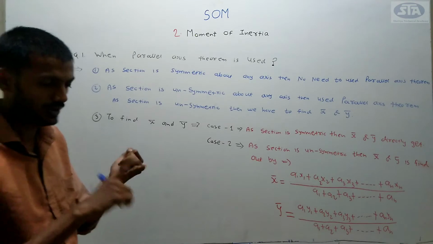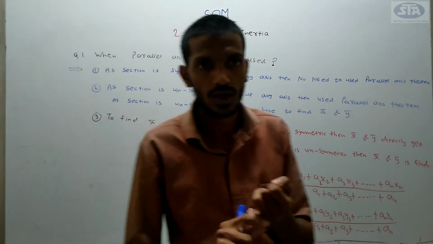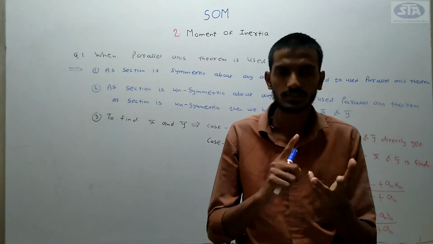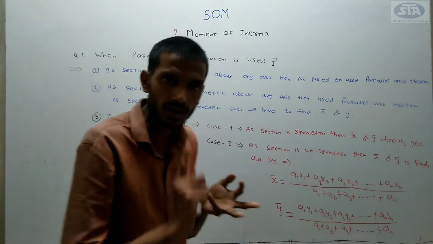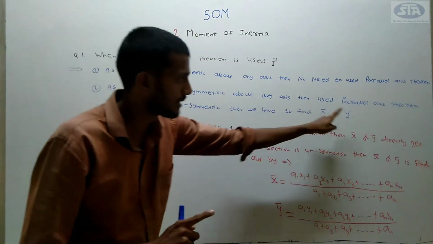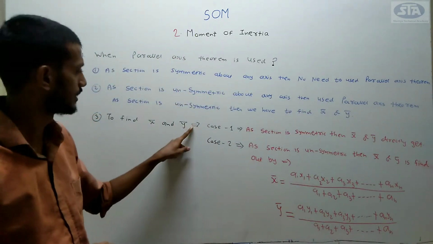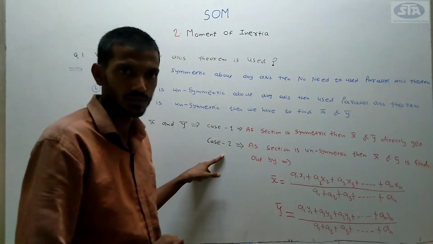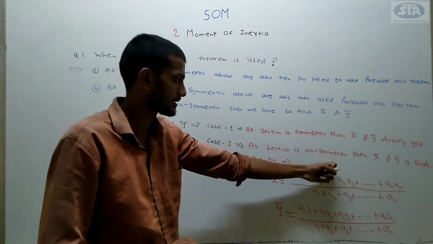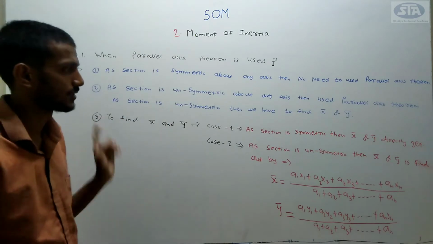Okay. Where we have to use the parallel axis theorem or where we do not have to use it: if a section is symmetric about any axis, then no need to use the parallel axis theorem. If a section is unsymmetric about any axis, then we have to use the parallel axis theorem, and then you always have to find out x bar and y bar. Finding x bar and y bar has two cases. If the section is symmetric, use case number 1, and if the section is unsymmetric, use case number 2. I hope you will understand all this concept.